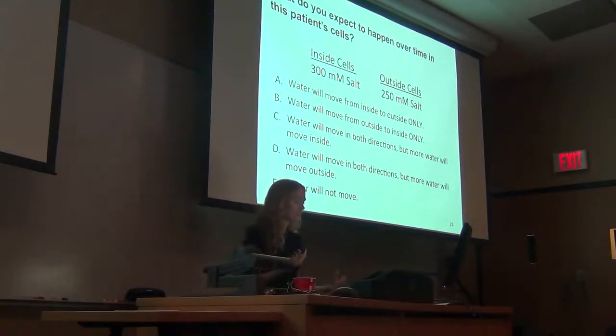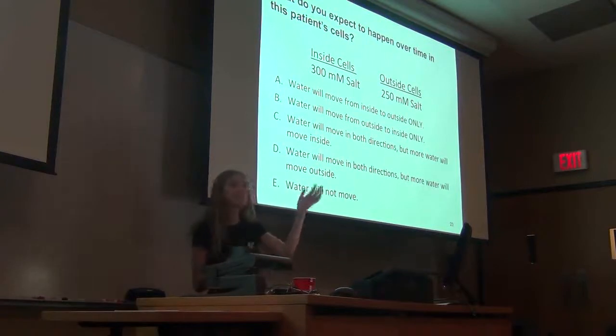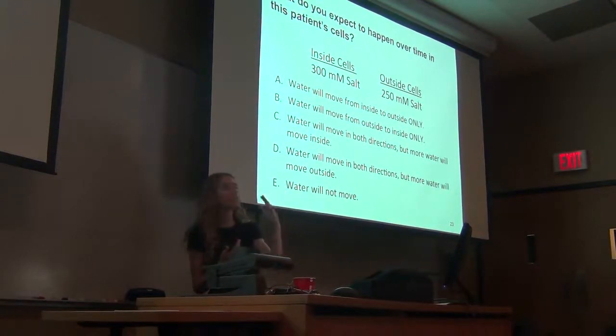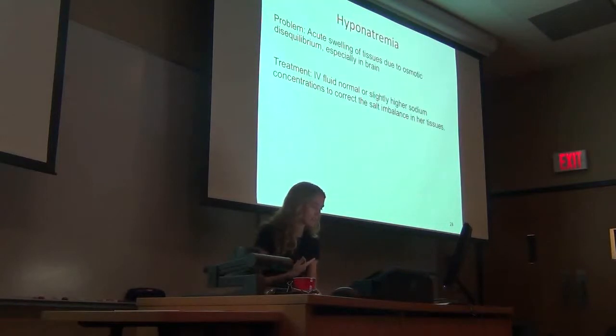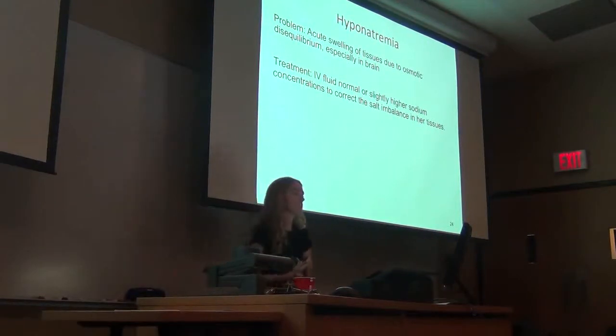Yes. Okay. So water is going to move. Water is moving in both directions because aquaporin is everywhere, right? And aquaporin can transport that water and allow it to move through. But the net flow is going to be inside cells. Great. Okay. Good. So this is a condition called hyponatremia.